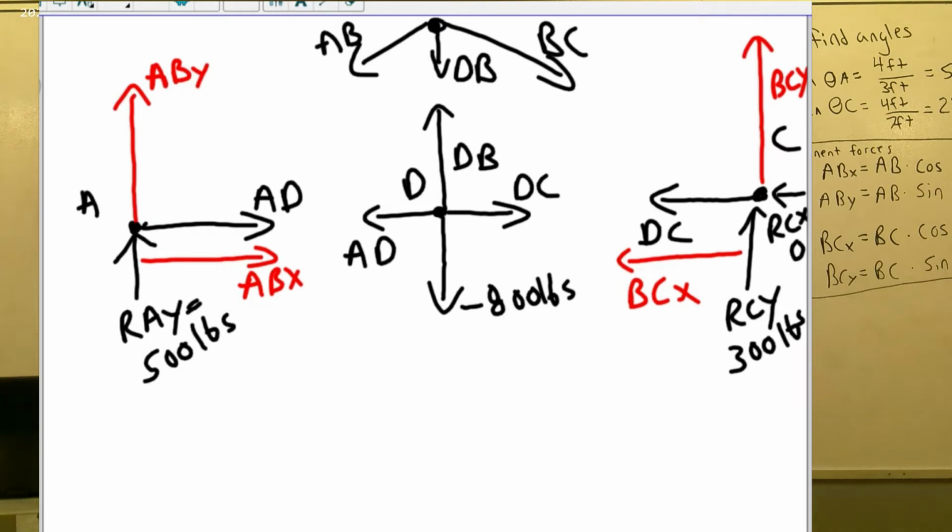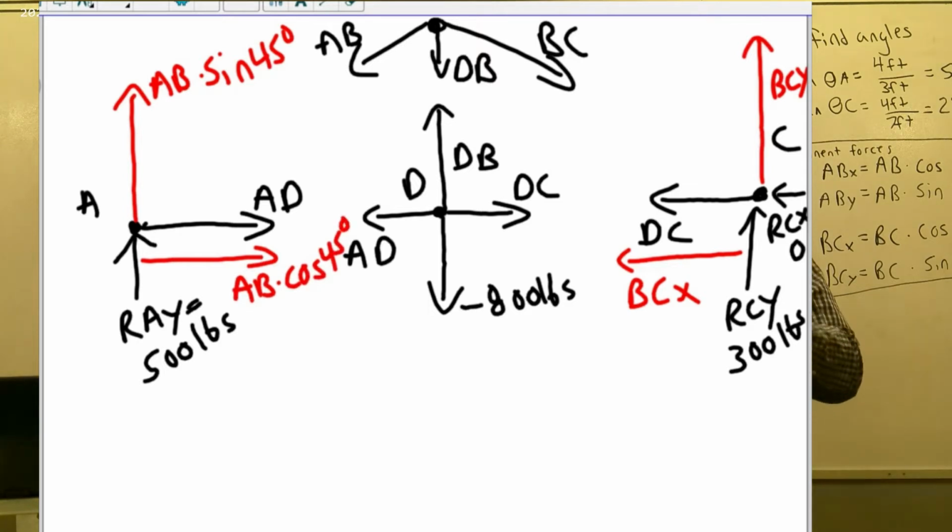Now, what I want to do is exchange this ABY for the formula that I would use to find it. Well, how do I find ABY? ABY is really AB times the sine of my angle, which was 45 degrees. So ABY is going to be AB times the sine of 45 degrees. And ABX is going to be AB times the cosine of 45 degrees. Remember those formulas that we put in our notebook? That's where those come into play.